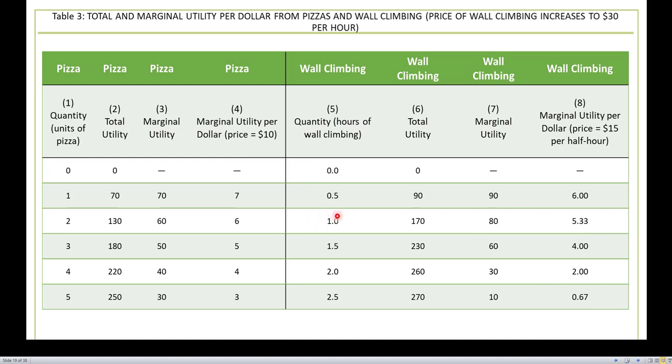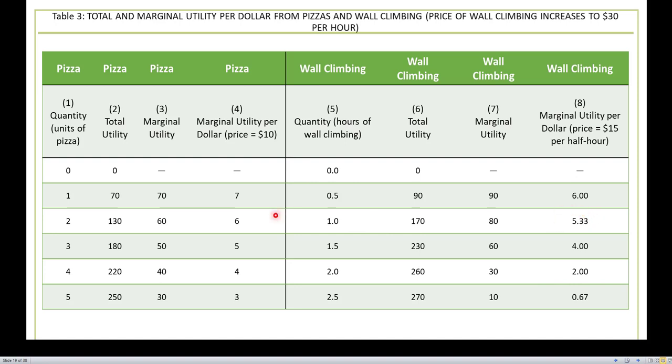It's going to be 1 hour of wall climbing or 2 units of wall climbing and 2 units of pizza. So we've spent all of our money. We are optimizing our bundle here. So one thing that you've already noticed is that, hey, these two values are not equal to one another. The marginal utility per dollar for pizza is not the same as the marginal utility for wall climbing. So I thought we can't be utility maximizing at this point.